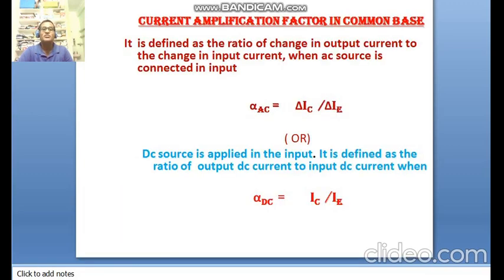Today we are discussing current amplification factors in common base, common emitter and common collector configurations. Actually, what is amplification or gain? Gain is nothing but the ratio of output to the input. Whatever the quantity may be, if you take voltage, gain is represented by output voltage by input voltage. If we consider current, the current gain is the output current by input current.